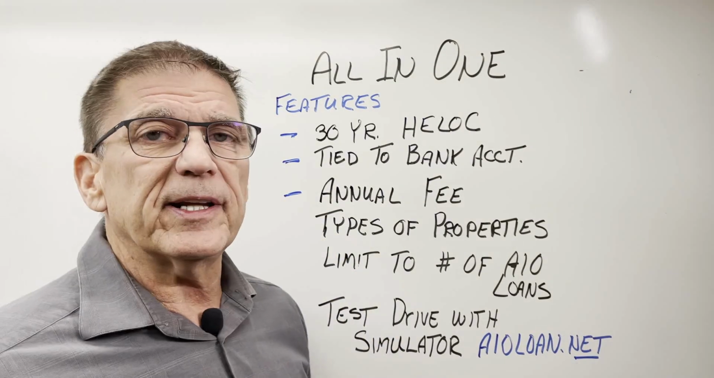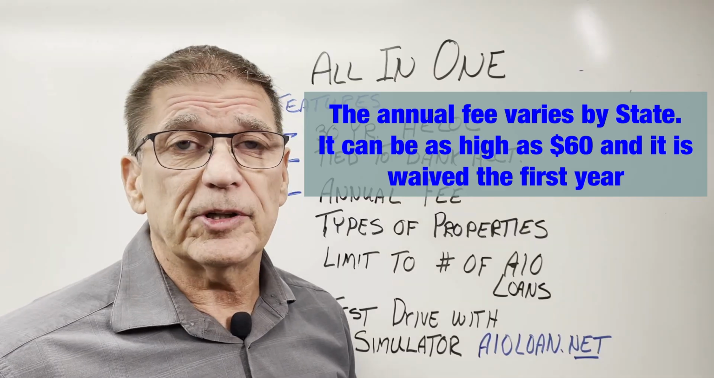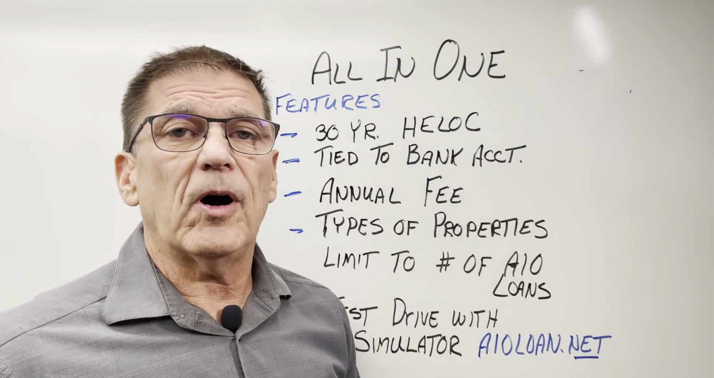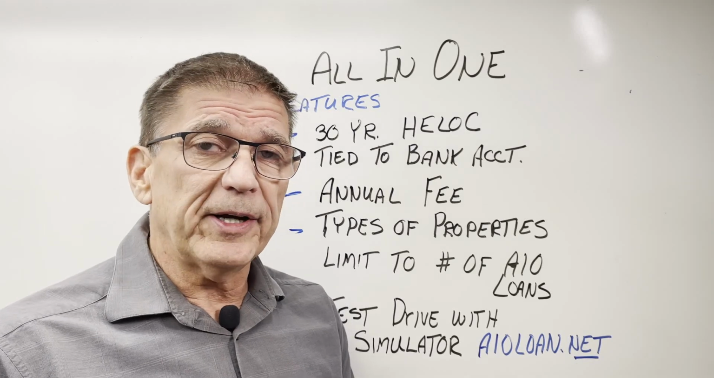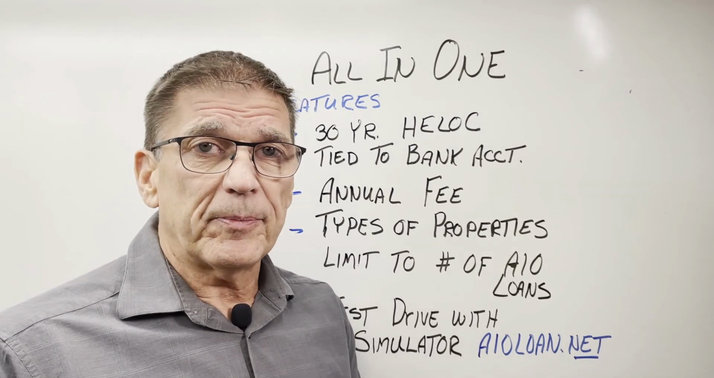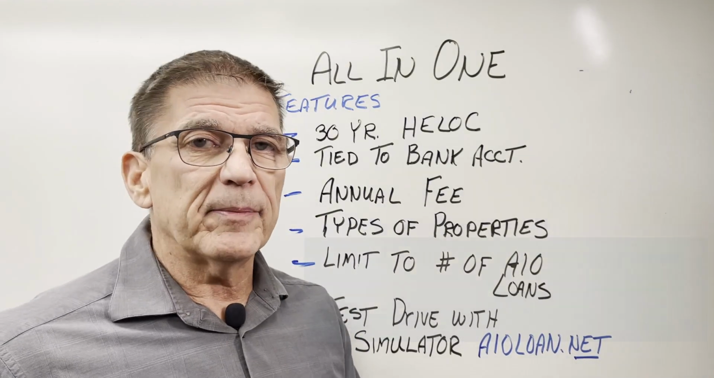There is an annual fee that I want to mention to you. It's $60 or $65. It's not great, but it is there, so you want to be aware of that. Types of properties that you can put the all-in-one loan on are your residence, your owner-occupied home, your second home, or your investment properties. However, there is a limit to the number of all-in-one loans that you can have, and I believe right now it's 3.